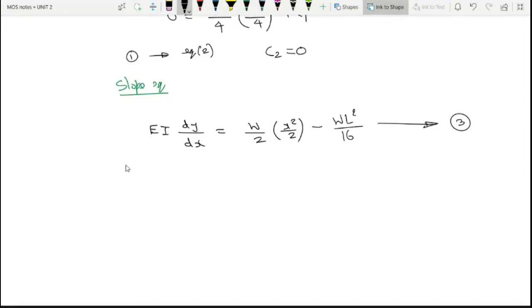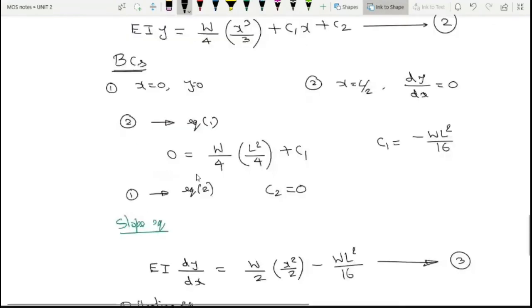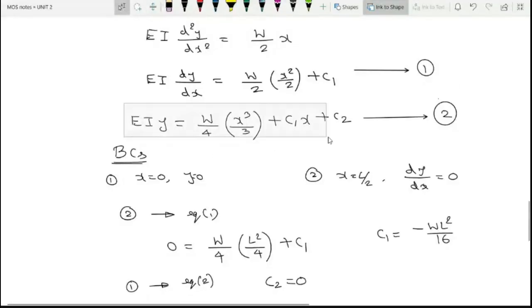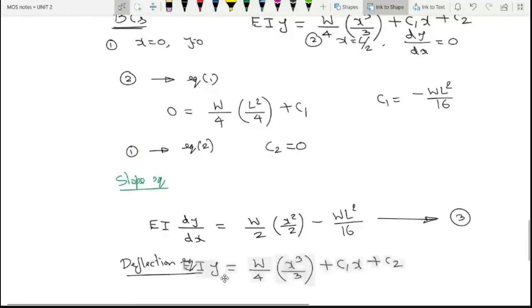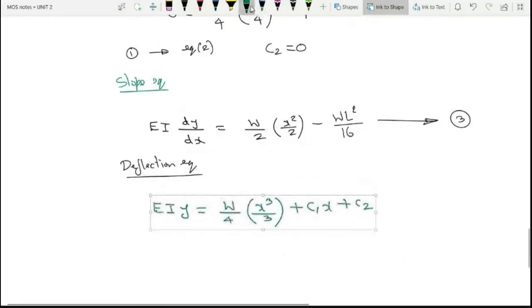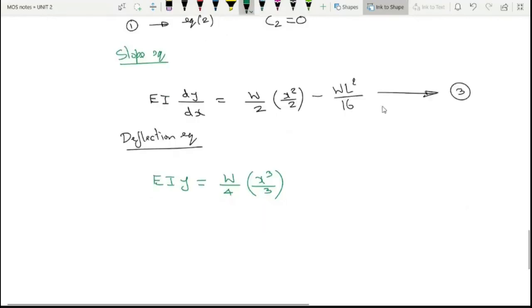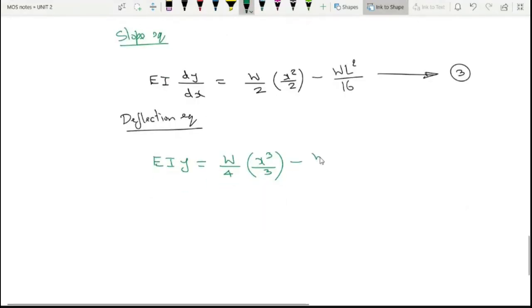Similarly, let me go for the deflection equation. In the deflection equation, I will get this one. This will be my deflection equation. Here you can see this term is not there, so we'll get minus WL square by 16x. Right? This is my equation 4.